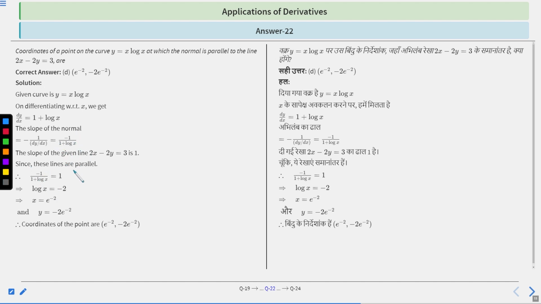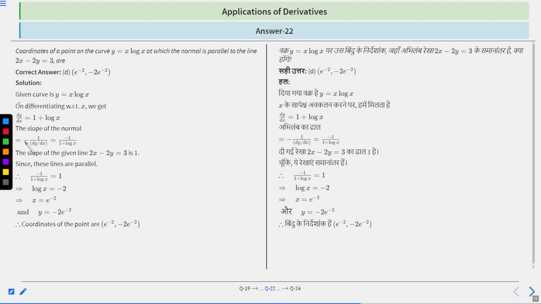The slope of the given line 2x − 2y = 3 is 1, right? Since these lines are parallel, therefore minus of 1 upon (1 + log x) is equal to 1. This implies log x is equal to −2. Therefore, x is equal to e to the power −2, right?